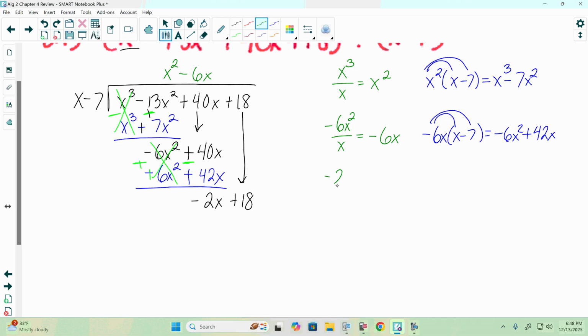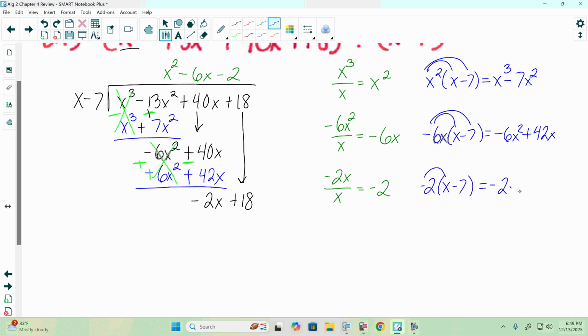Biggest term inside now is negative 2x. Biggest term outside is still x. So negative 2x divided by x, or x divided by x simplify out, leaving us with just negative 2. And one last time, we're going to multiply the negative 2 by what's outside, our x minus 7. So negative 2 times our x minus 7.